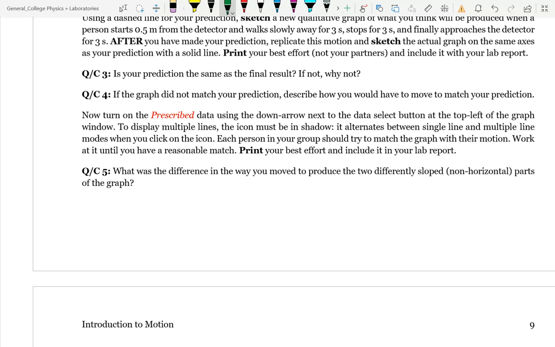And each student, not one per group, but each student needs to do their best to match it and save their version of it. So in your graphs, let's say the partners are Leslie and Nathan. There'll be Leslie's version, there'll be Nathan's version. Nathan will put his version in his write-up, Leslie will put her version in her write-up. So you're going to try to match that, which is not as easy as it seems. You'll find out.